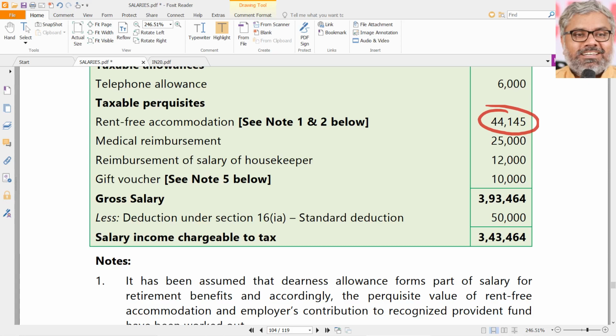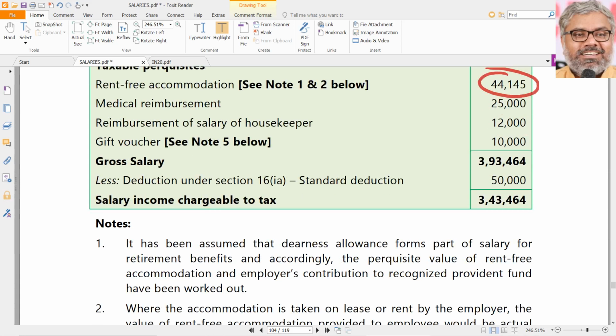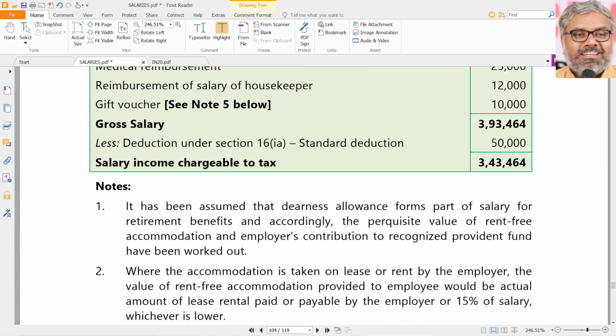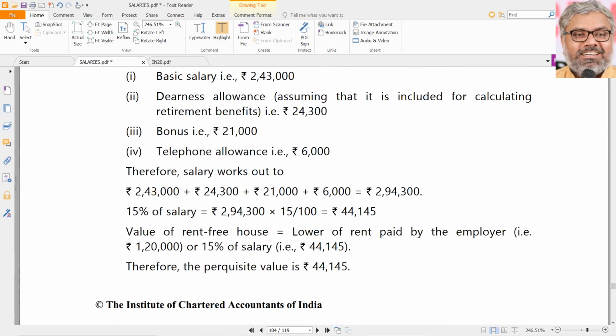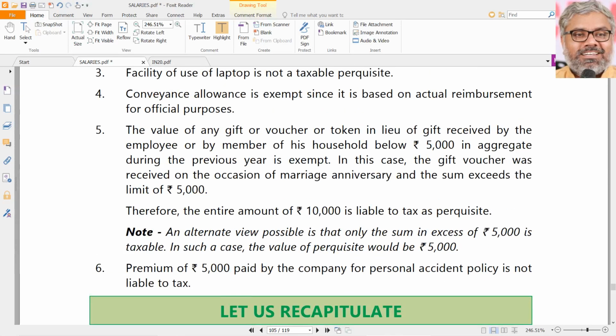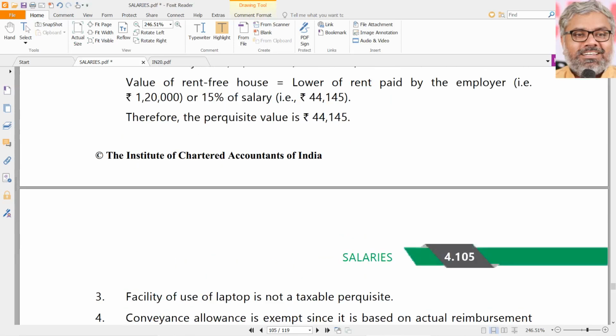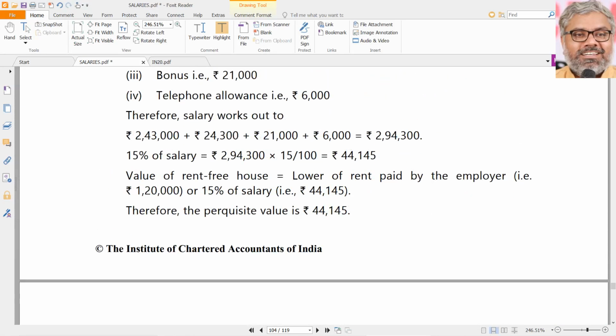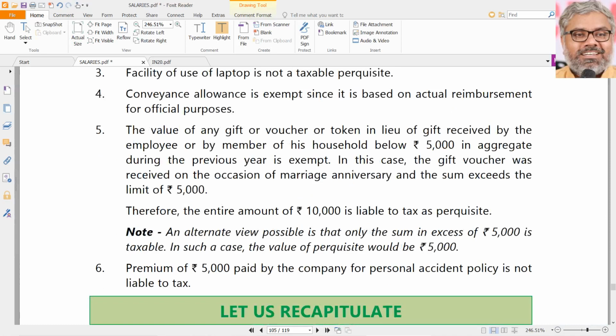And medical reimbursement is taxable, salary of housekeeper is taxable, gift voucher is taxable. After all of them, give the standard deduction of 50,000. Then you finally get the income chargeable to tax under the head salaries. And proper notes have to be written always. And that is what is mentioned here also. That will give the best possible marks in the examination.